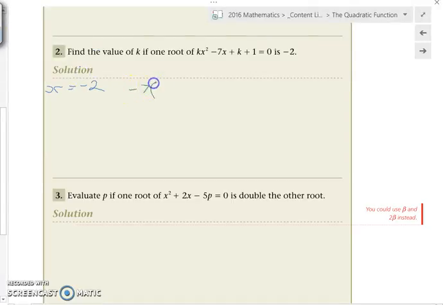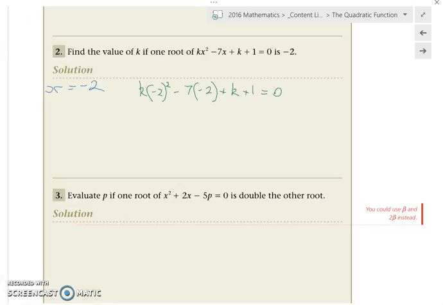Minus 7 times minus 2. Oh, I really should have written the start of it first. Start of it's much more exciting than beginning at the middle. Okay, k times (minus 2) squared minus 7 times (minus 2) plus k plus 1 equals 0. Cool. We have subbed in, and you'll notice I've used my brackets to make sure that I put the negatives in the right spot. So now we just expand.